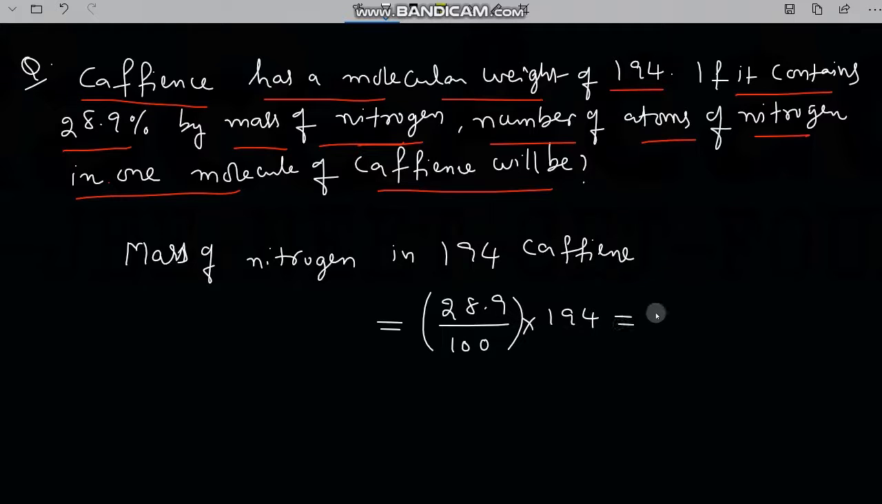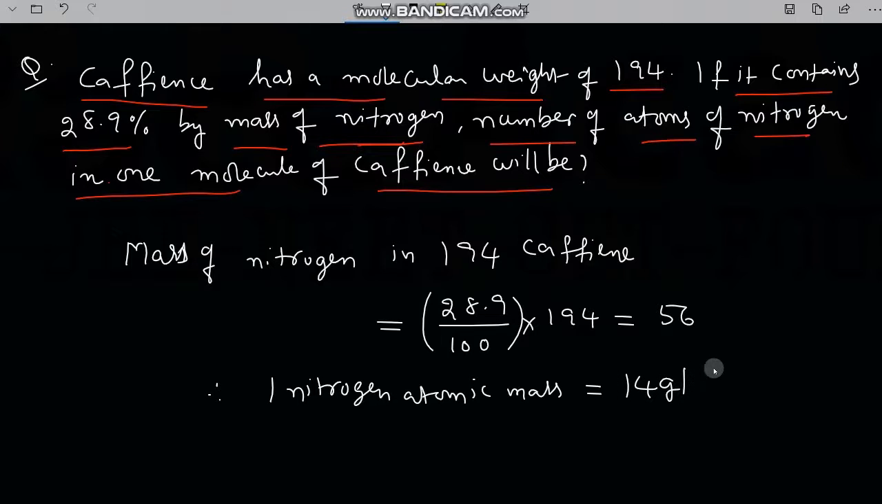Upon simplification, I got 56 grams, 56 atomic mass units. Therefore, one mole, what is 56? One nitrogen atom means how much? Nitrogen atomic mass means how much? That is 14 grams per mole. One nitrogen atomic mass is nothing but 14 grams per mole.